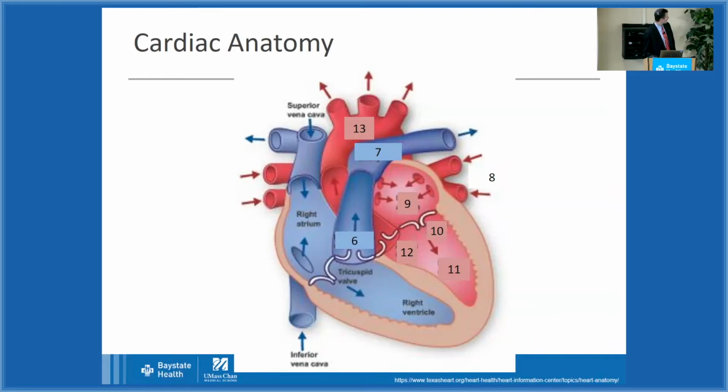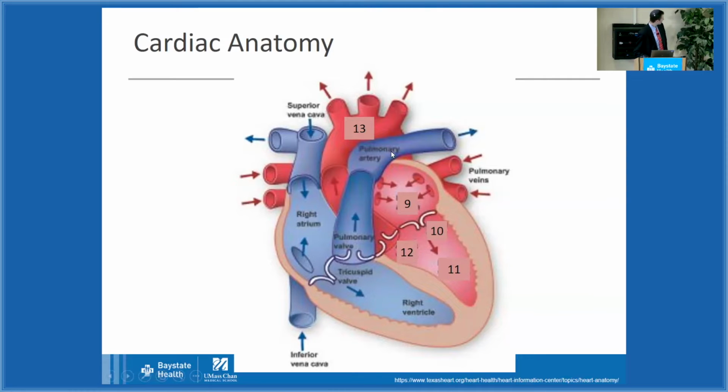The right ventricle pumps blood through the pulmonary valve up into the lungs. Here's the pulmonary artery that leads to both lungs. Blood then is oxygenated, it's bright red, and it returns from the lungs in the pulmonary veins.